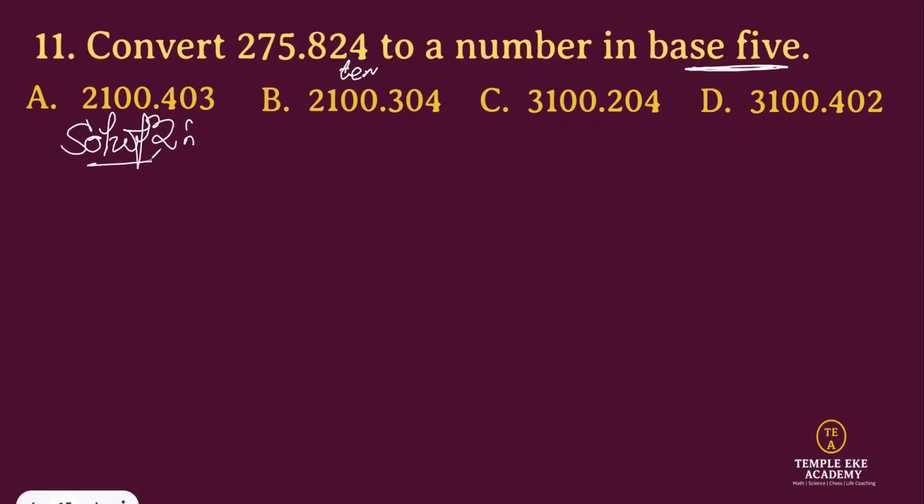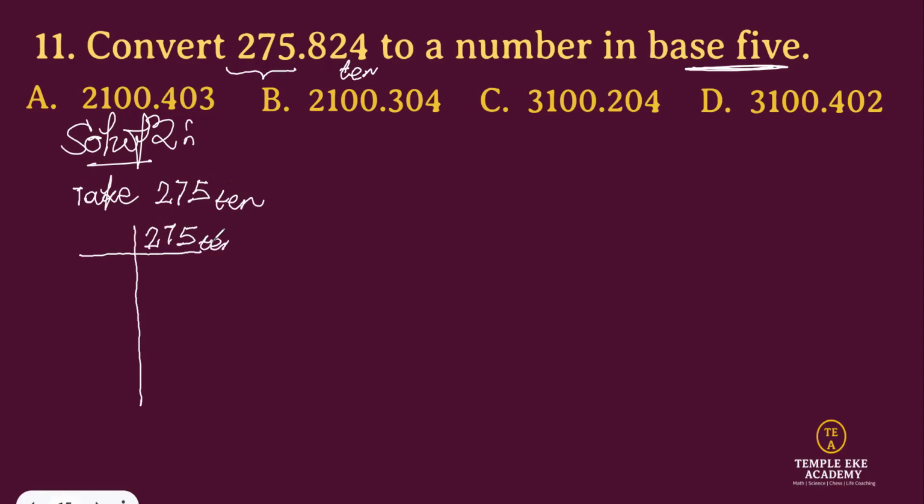Now we're going to take the whole number part of the problem, 275, and convert it to base 5 by our usual division process. So let's take 275 and convert it to a number in base 5. 275 is originally in base 10. Let's do the conversion right here, the long division process. So here we are, 275 in base 10 to be converted to base 5 by long division by 5.